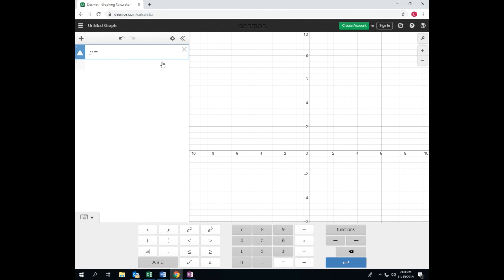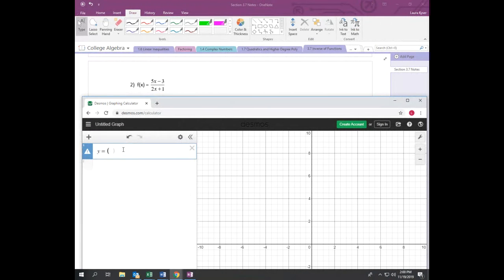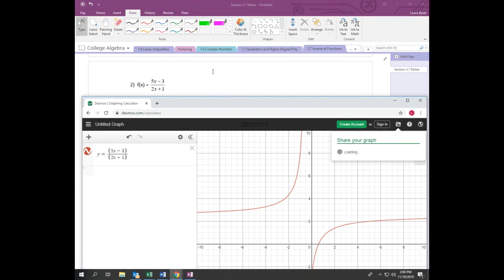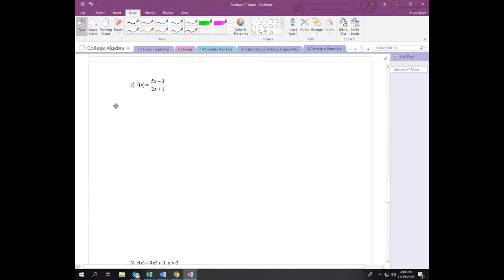Okay, so I'm going to put in, I already forgot what it was. 5x minus 3. And then I'll just use the slash for the divide. There it is. Okay, 2x plus 1. And it's going to draw this picture for me. And here's the picture, and I'm going to export it so that I can copy it and paste it here. So let's export, and I'm going to copy the image and see if I can paste it right in here. Paste.